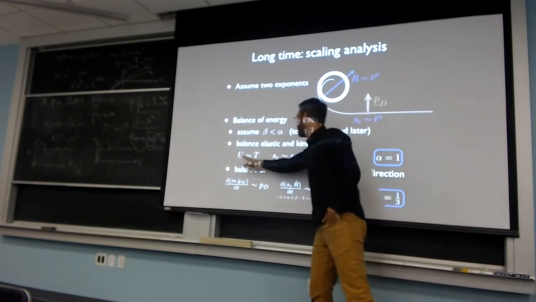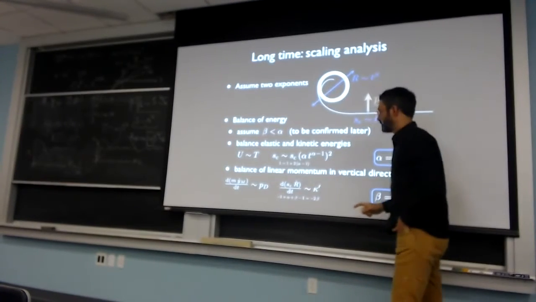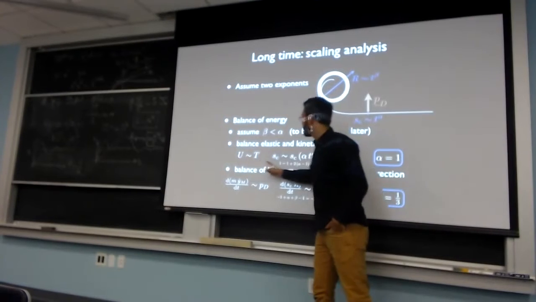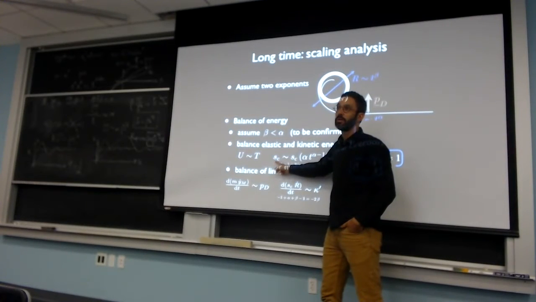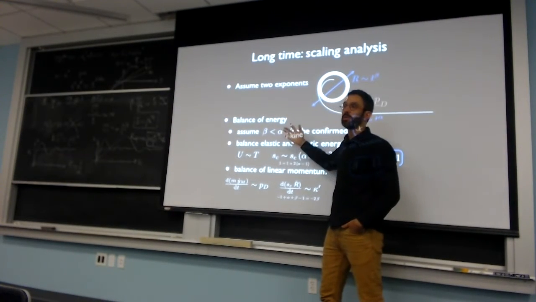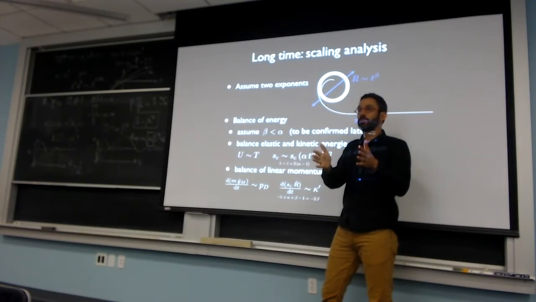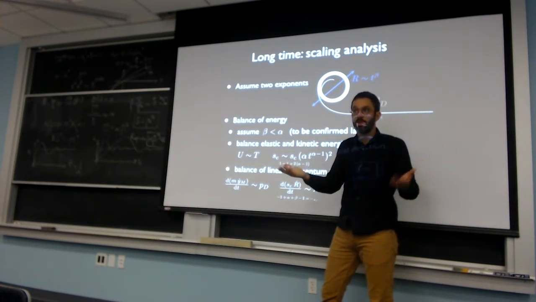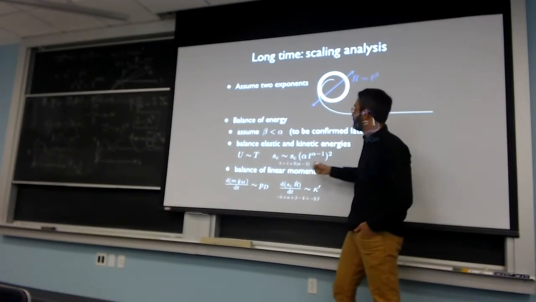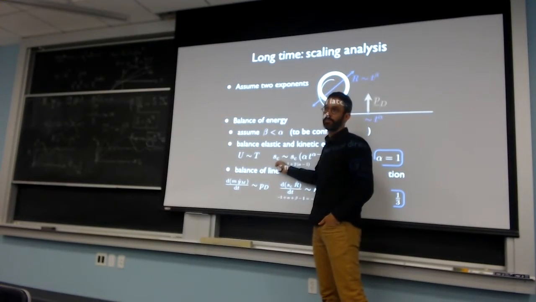So first, you can balance elastic and kinetic energy. The elastic energy would be just the length, because we work in units where the natural curvature is 1, and so the amount of elastic energy that's released per unit length is of order 1, right? So the total elastic energy released here would be just the length.